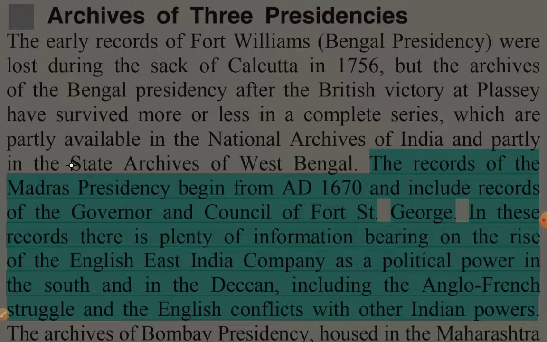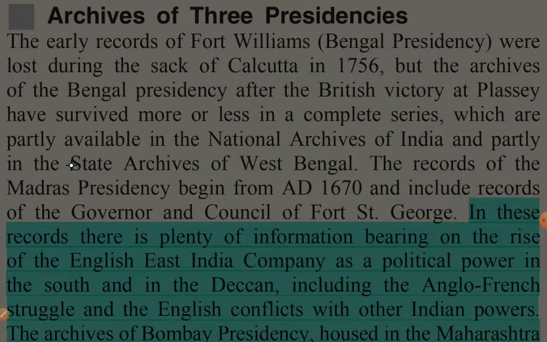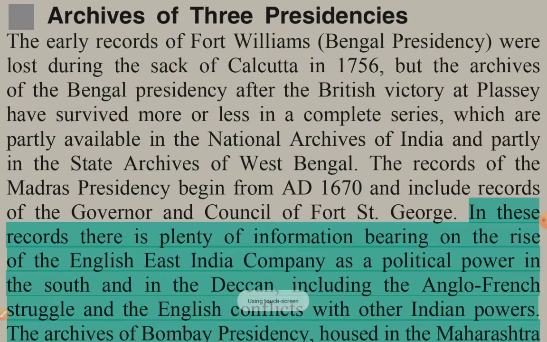The records of the Madras presidency begin from AD 1670 and include records of the governor and council of Fort St. George. In these records, there is plenty of information bearing on the rise of the English East India Company as a political power in the south and in the Deccan, including the Anglo-French struggle and the English conflicts with other Indian powers.